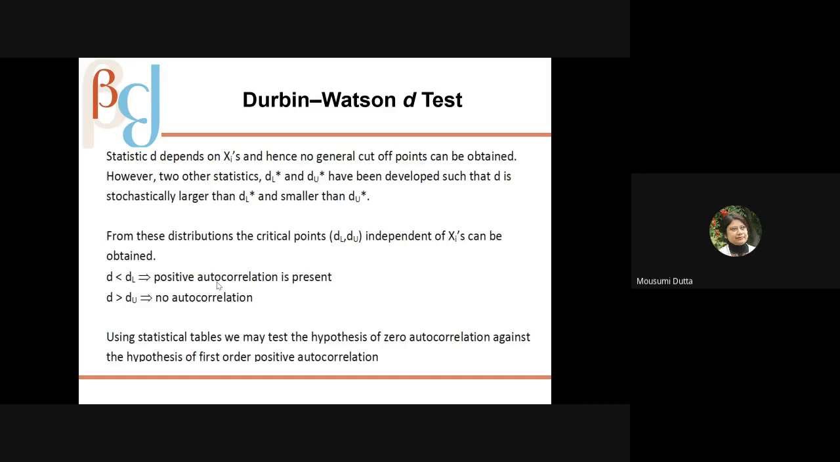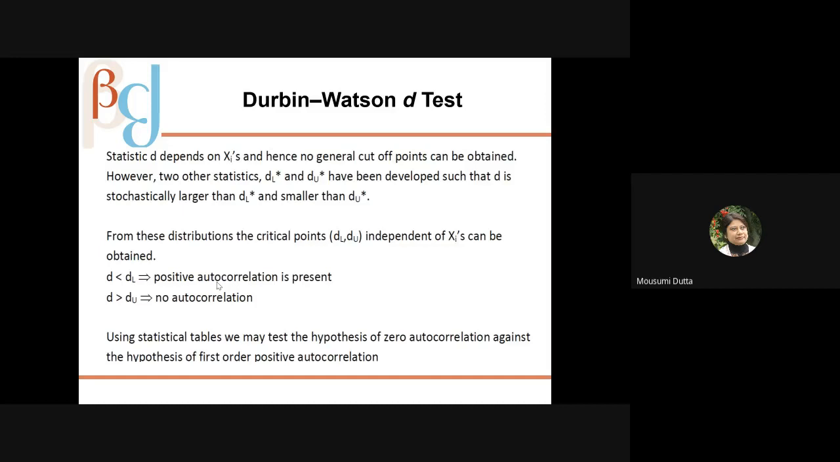Statistic D depends on X size, explanatory variables, and hence no general cutoff points can be obtained. So what I am telling is that the statistic D, the Durbin-Watson statistic, is a function of explanatory variables. How are these a function of explanatory variables? These are based on EIs, and EIs are functions of explanatory variables. EI is yi minus yi hat. So when we are writing yi and yi hat, these are functions of X size.